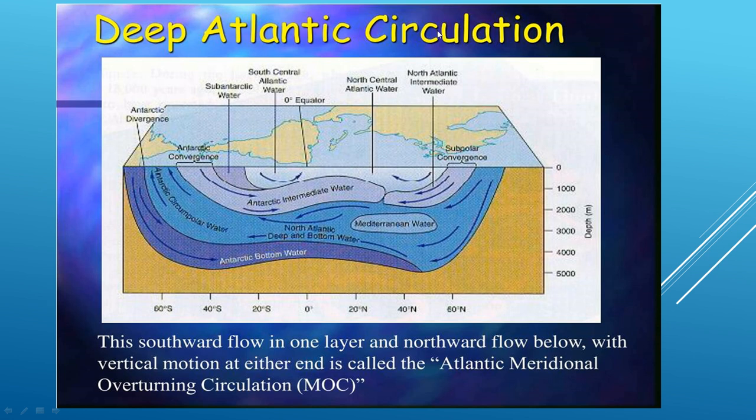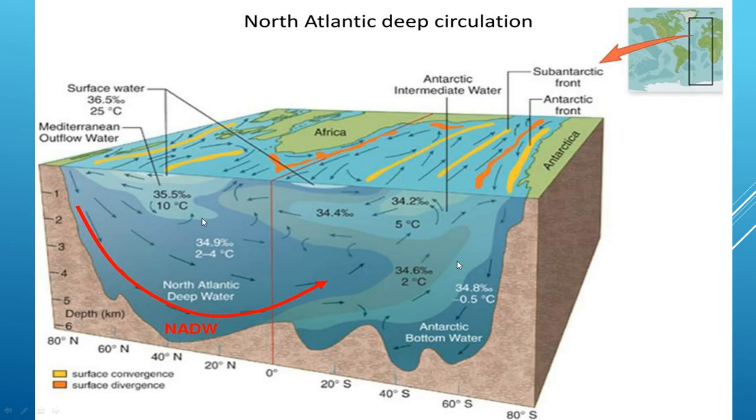Okay, deep Atlantic circulation. And now a slide that introduces to you the circumpolar water. Again, Mediterranean water, North Atlantic intermediate. There is a North Atlantic intermediate water. It quickly entrains with the Antarctic intermediate water. We have South Central Atlantic water right here, North Central Atlantic water here, Subantarctic water. Here's the Antarctic convergence, divergence, and so forth. Antarctic bottom water. But now we can see we're indicating the circumpolar deep water, which has been indicated here.